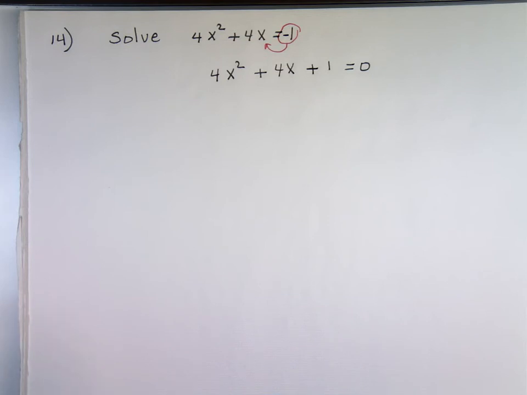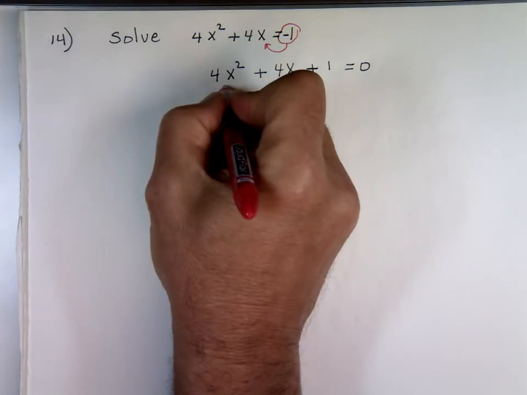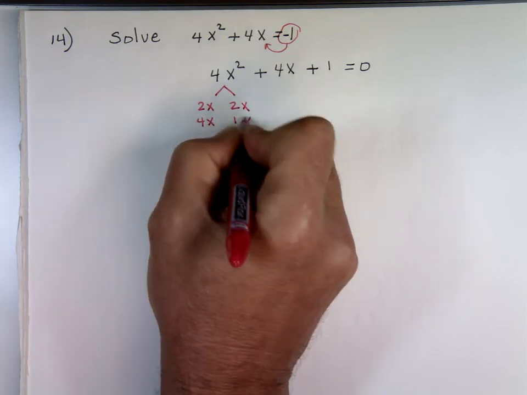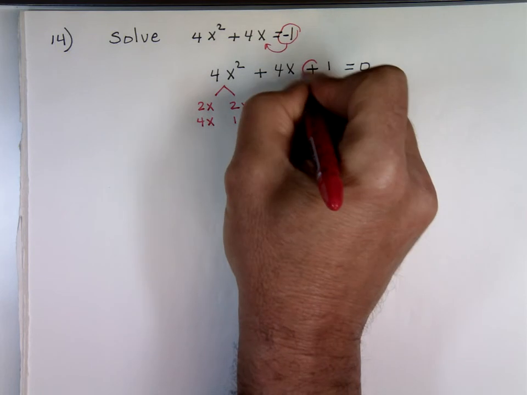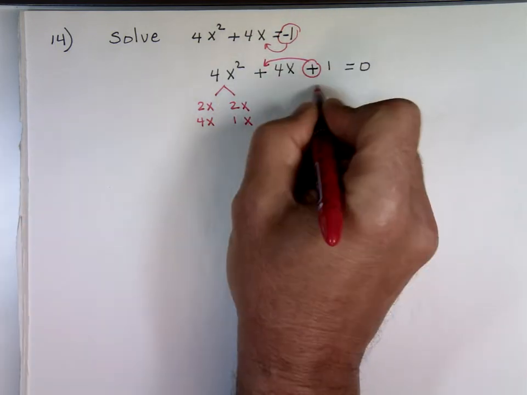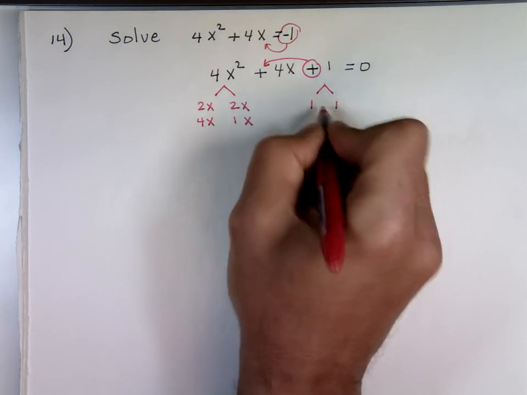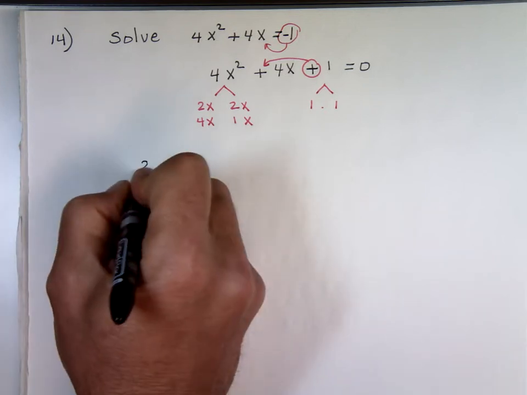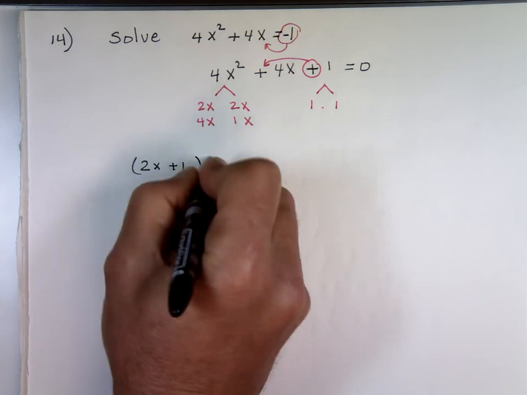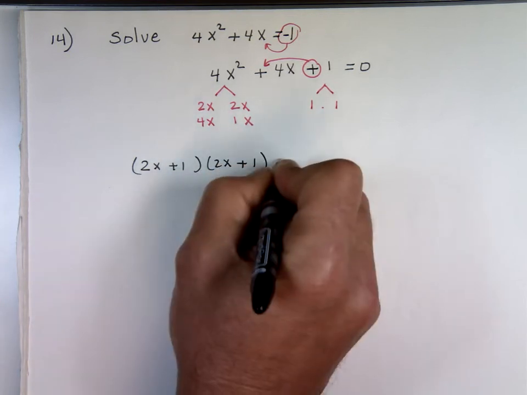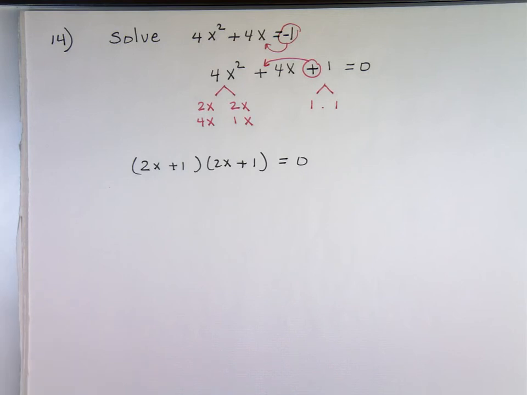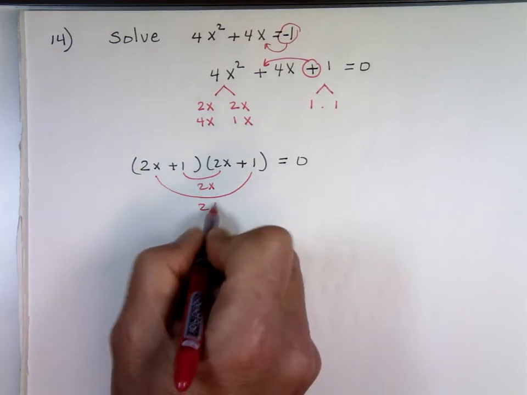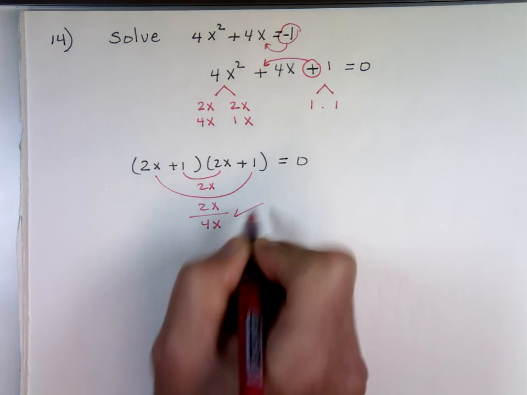The 4x squared, you can do two options, 2x times 2x or 4x times 1x. This is plus, that tells me both signs the same as this one. Both are positive. So there's only one option, 1 times 1. So let's see if the correct factoring is 2x plus 1 times 2x plus 1. Is that the correct factoring? That's a 2x. That's a 2x, which will make it a 4x. Perfect. So this is the correct factoring for that problem.